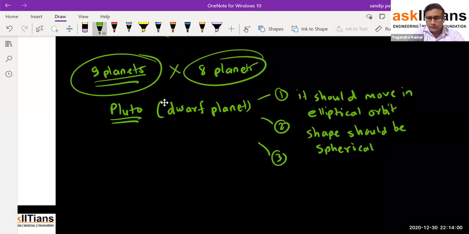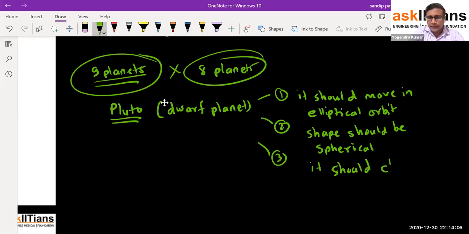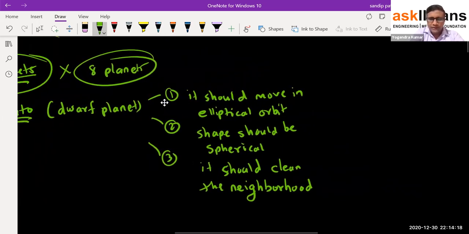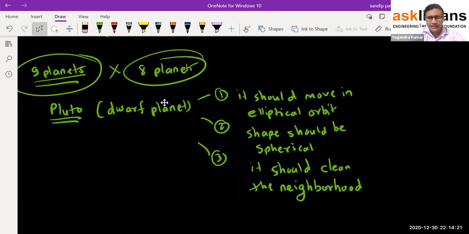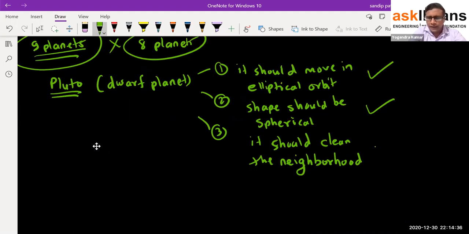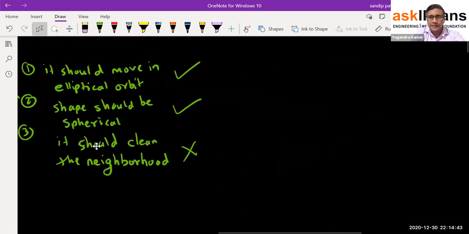And the last one is that it should clear the neighborhood. So what is the meaning of that? Let's see. We know the first and second criteria are easy to understand. Every planet, obviously, can complete all the criteria, first, second, and third. Pluto also covers 2 criteria, but Pluto does not complete this criterion. First of all, let's see what the third criterion says.